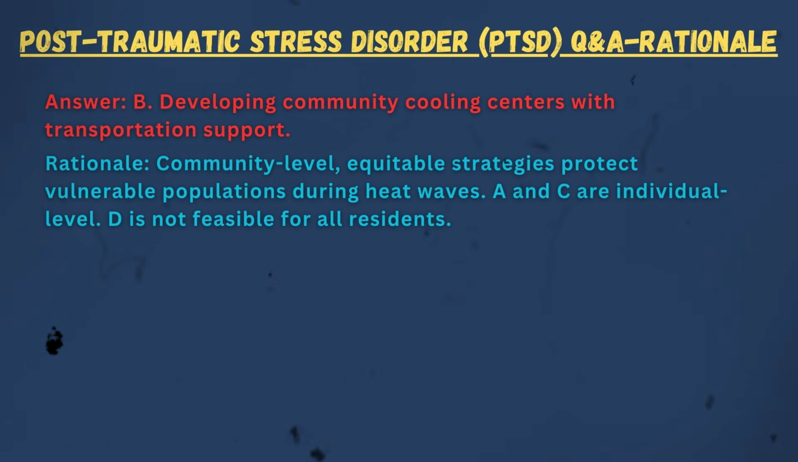Answer: B. Developing community cooling centers with transportation support. Rationale: community-level, equitable strategies protect vulnerable populations during heat waves. A and C are individual level. D is not feasible for all residents.